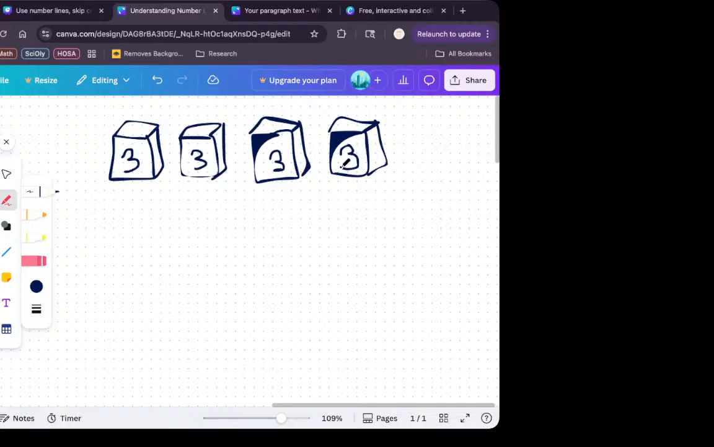Well, if we look at the boxes, let's do the math. 3 plus 3 equals 6. And then again, 3 plus 3 equals 6. And 6 plus 6 is equal to 12. But let's show that on the number line.